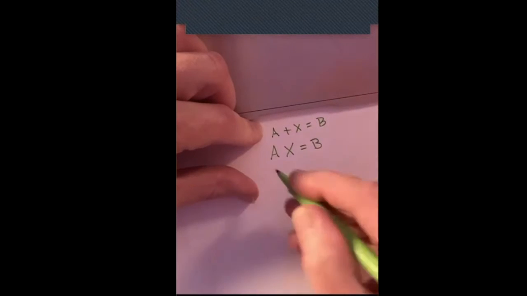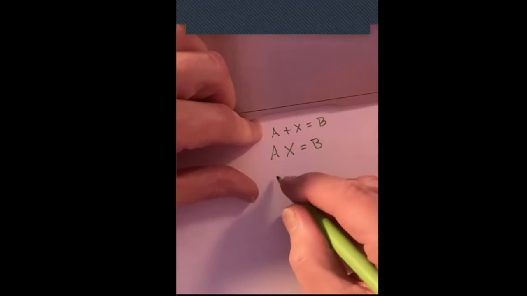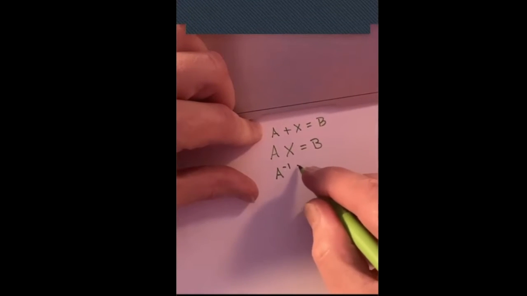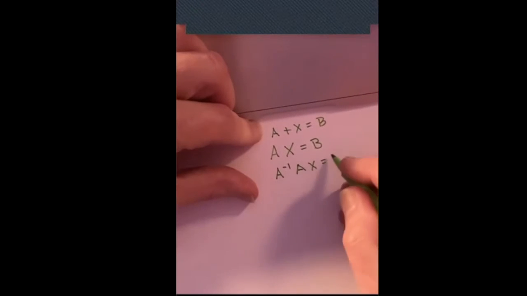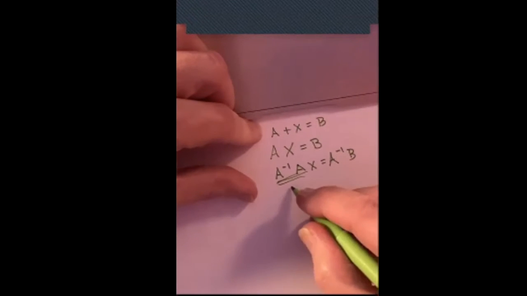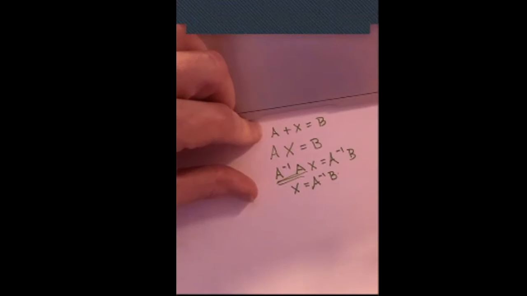However, here, normally what we would do is divide both sides. We don't have division in matrices. So what we would do is multiply both sides by the inverse of A, because that we do have. This would become the identity matrix. And so X would actually turn out to be whatever the product of these two turned out to be.